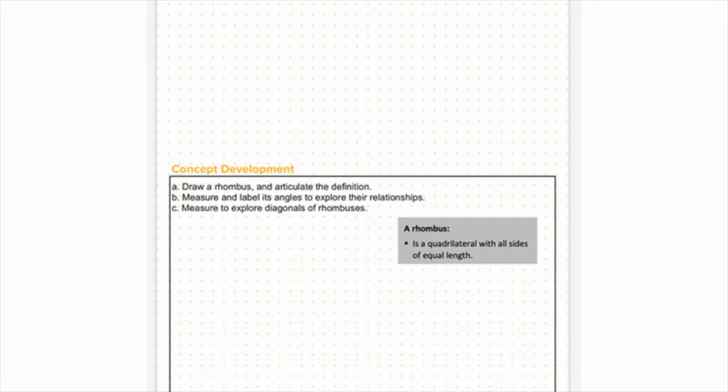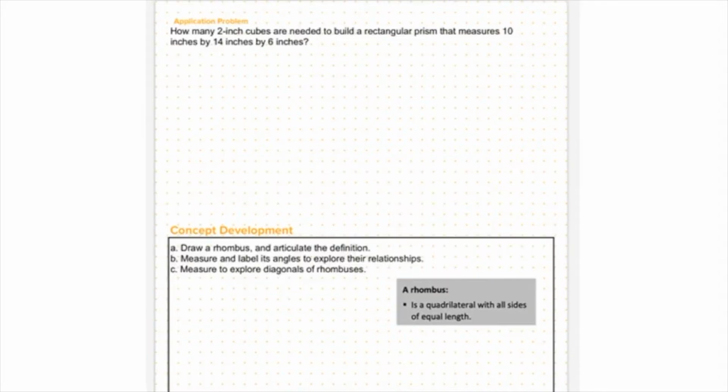Moving on, we are now looking at the application problem. I'm going to make it a little bit lower so that we can see it. How many 2-inch cubes are needed to build a rectangular prism that measures 10 inches by 14 inches by 6 inches? I want you to start by doing a plan of attack and pause the video here while you work through that.